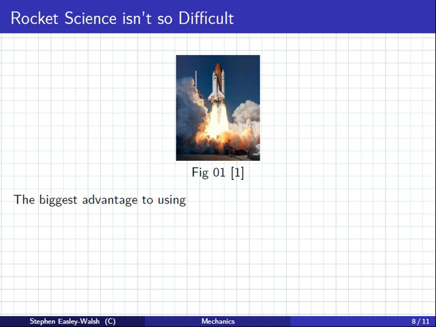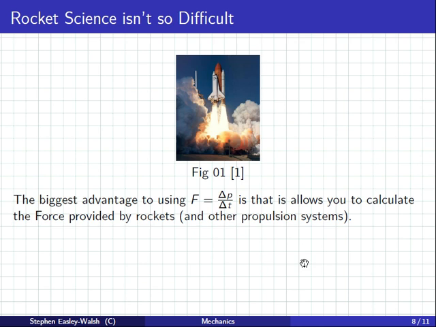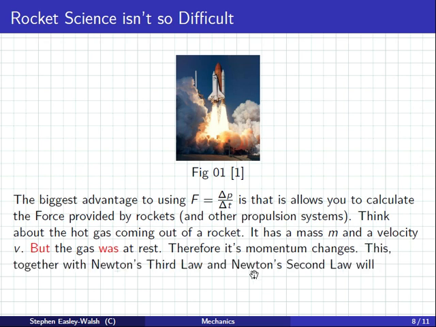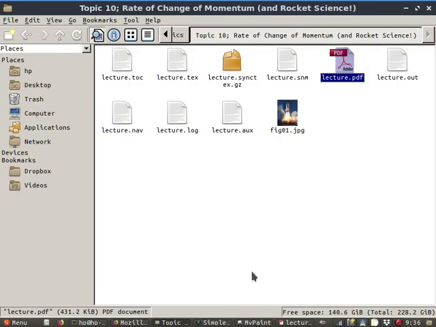The biggest advantage to using the formula F equals delta P over delta T is that it allows you to calculate the force rockets have. So, think about the gas that comes out of a rocket. It has a mass and it has a velocity. But the gas was at rest. Therefore, its momentum changes. This, together with Newton's third law and Newton's second law, will allow us to calculate the up force, that is the thrust. Now, I'll explain this now.